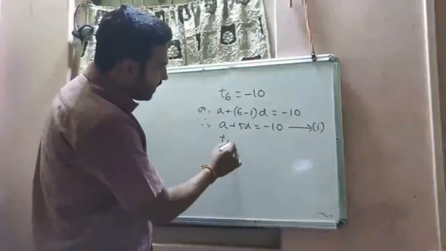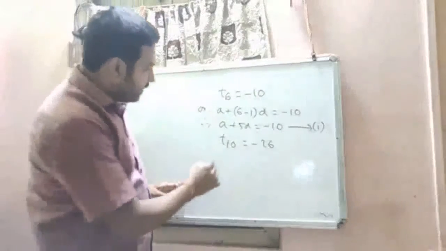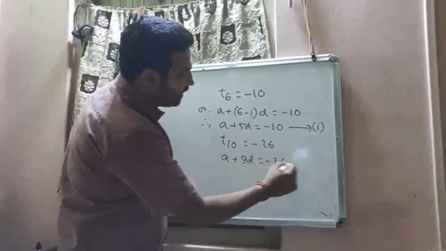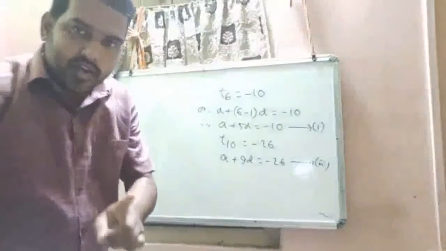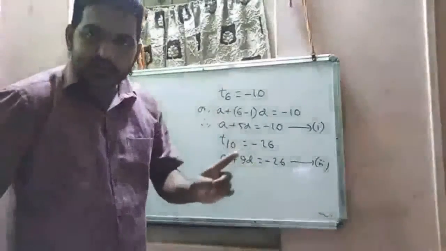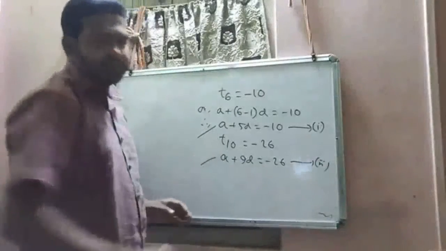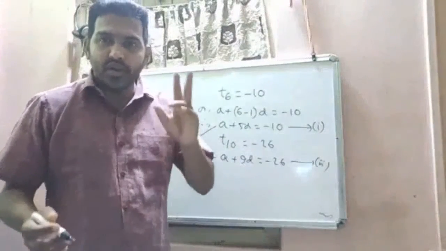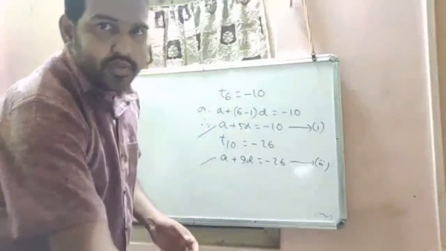Again, we have the 10th term equal to minus 26 given in the question. Similarly, we can write A plus 10 minus 1, that is 9D, is equal to minus 26. Equation number 2. So this is another linear equation in two variables. Let me solve these two equations. Already you have learned how to solve two linear equations in two variables. There are different methods.